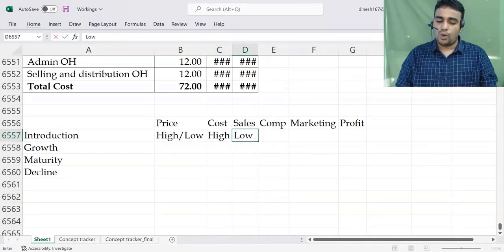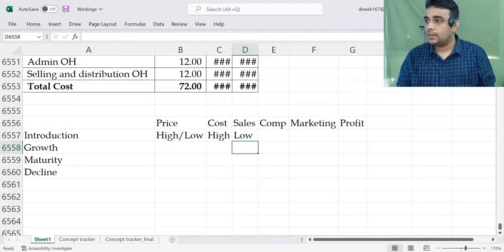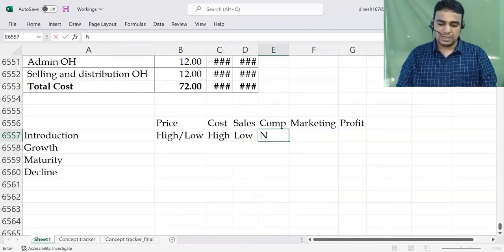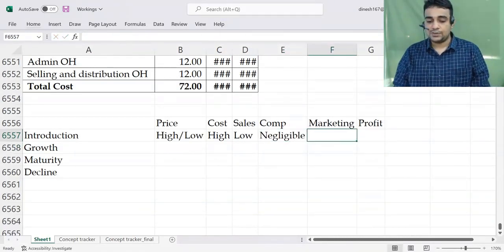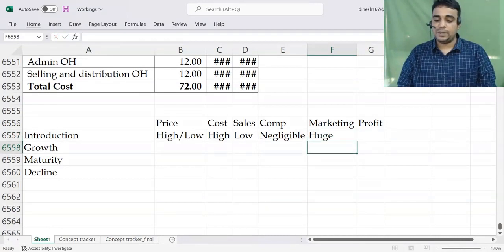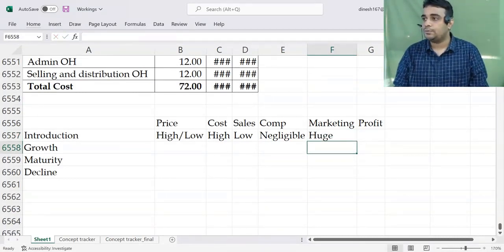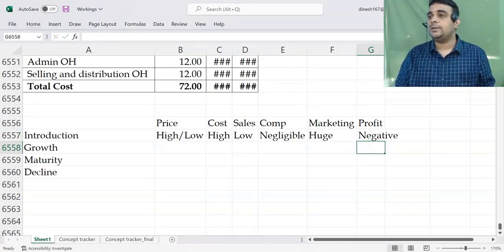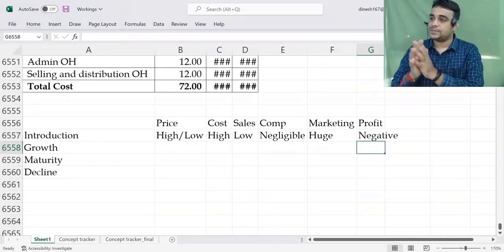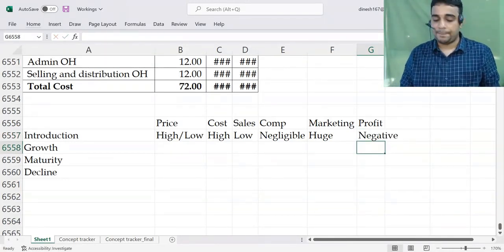Sales will mostly be low volumes. Competition is negligible; it may not even be there in this situation. Marketing expenditure could be huge, and mostly you'll have negative profits. This is your first stage. In the first stage, this will happen.